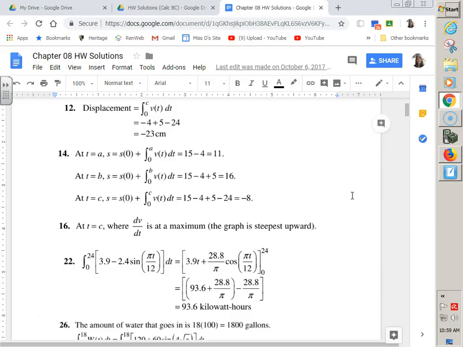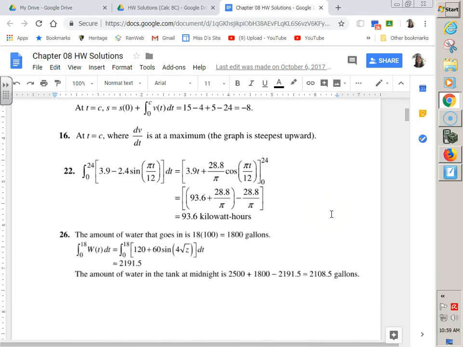Number 16, you're just looking at C. Steepest upward, that's awkward. Isn't that the same thing as the maximum positive slope? Or the point of inflection? Does that make sense? Kind of like logistic growth, super similar as far as the fastest, steepest upward. Anyway, 22, 26. 22 is 93.6 kilowatt hours. Okay. And number 26. Well, that's good.